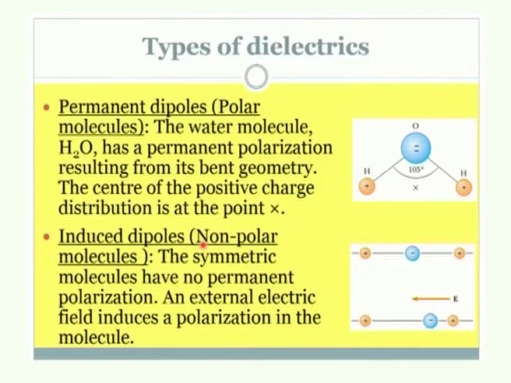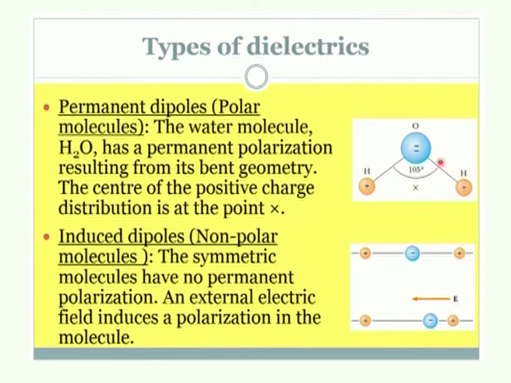So, we can classify the dielectrics into two types. What are the two types? The materials which have permanent dipoles are called polar molecules. Water is one good example. The water molecule H2O has a permanent polarization resulting from its bent geometry. The molecular arrangement itself is bent in a particular way. It is shown here in the picture. The center of the positive charge distribution is at the denoted point x. See, here it is marked as x.